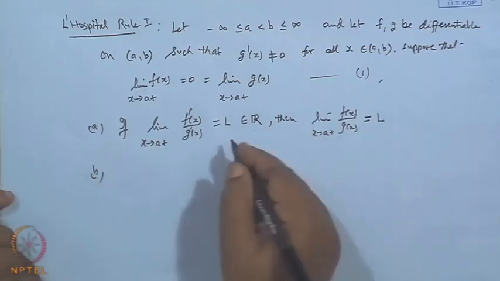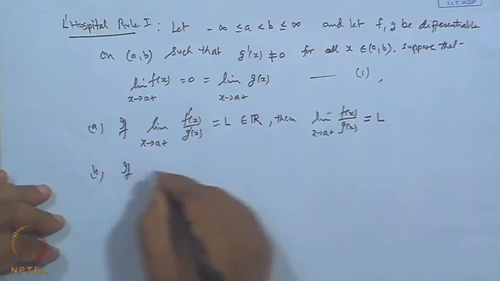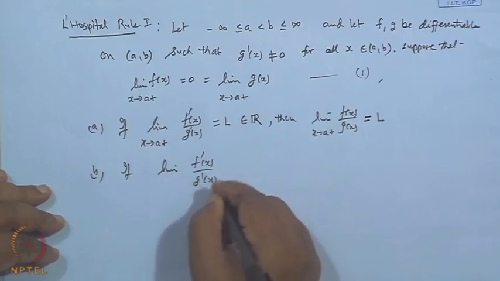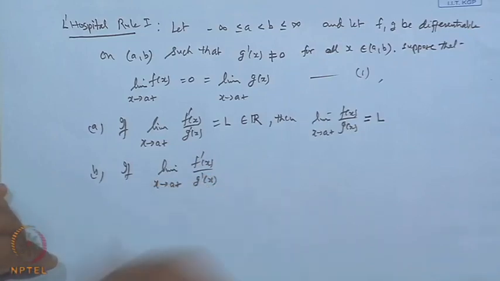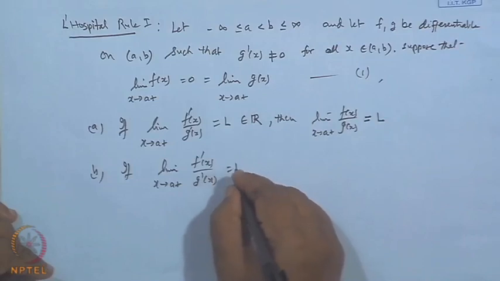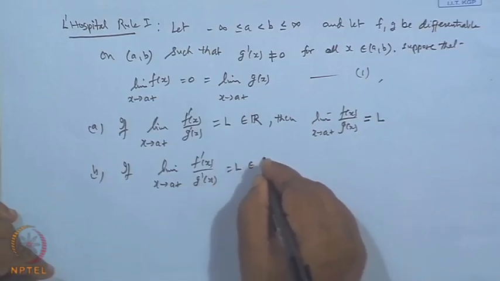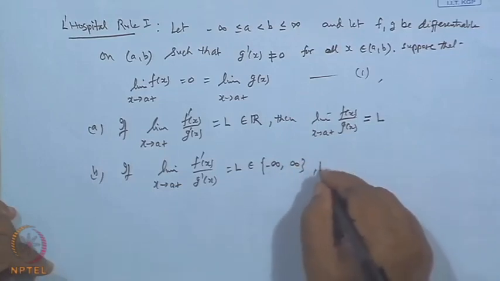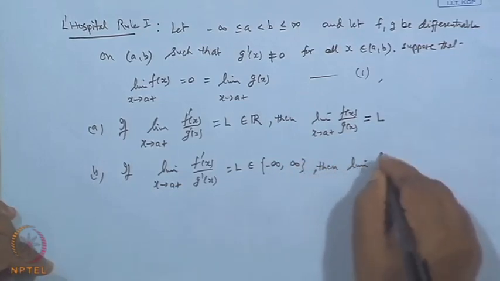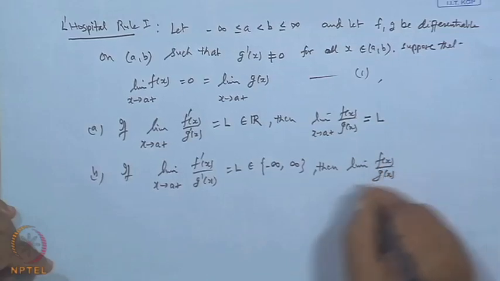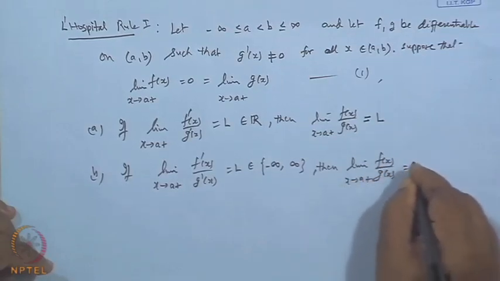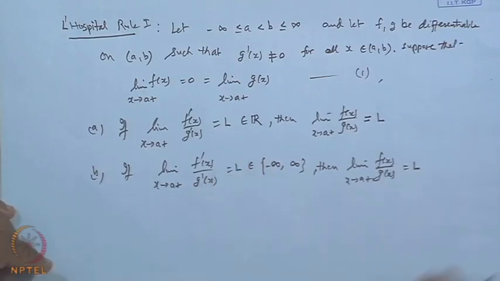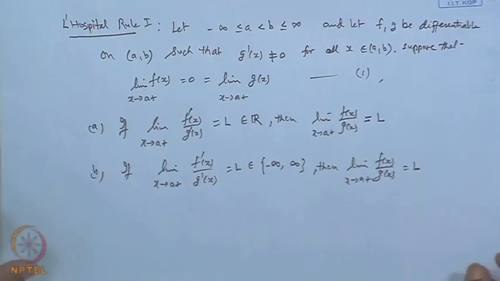The second is, suppose L is infinity or minus infinity. So, if the limit of this derivative ratio f prime x over g prime x when x tends to a plus is L, which is either minus infinity or plus infinity, then the limit of f x over g x when x tends to a plus will also be minus infinity or plus infinity depending on L. Okay. So, this is what is known as the rule.